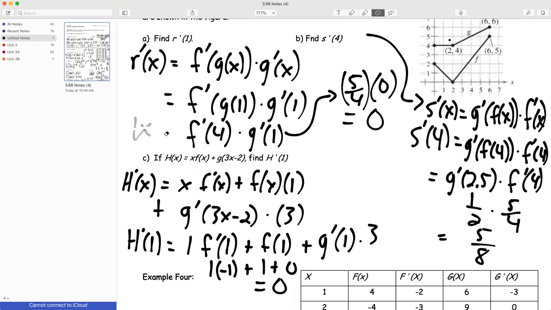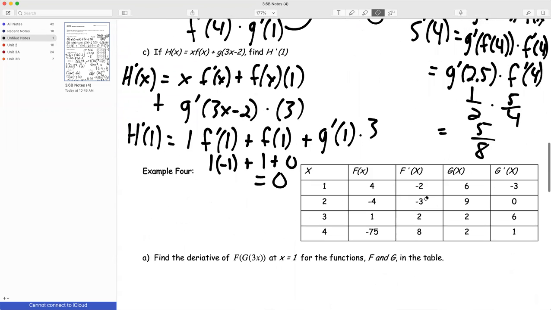All right, 2 more. Wait, how come you didn't plug in the 1 for 3x minus 2? I did. So when I plug in 1, I have 3 minus 2, which is 1. So that gives me g prime of 1. Make sense? All right.